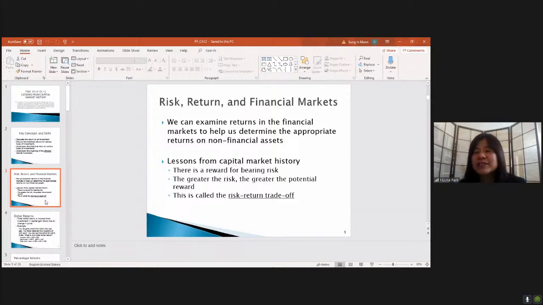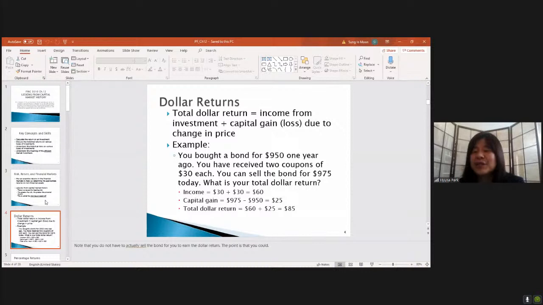Okay. Any questions so far? Okay, good. The next slide explains a very basic concept, dollar return versus percentage return. First, let's start with dollar return. Total dollar return has two components. When we invest in a risky security like a stock, we have two ways to make a dollar return.